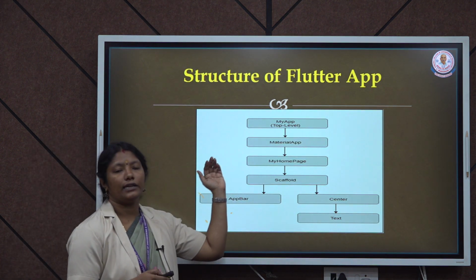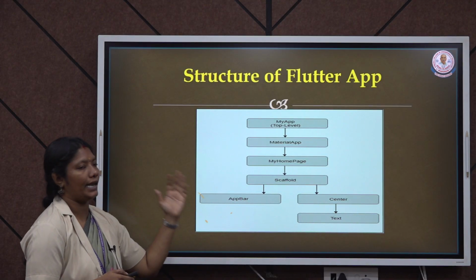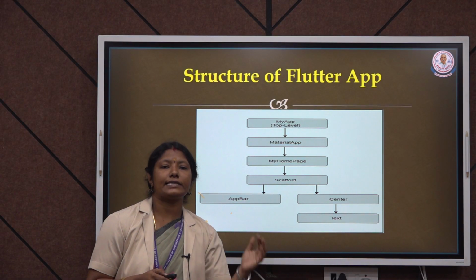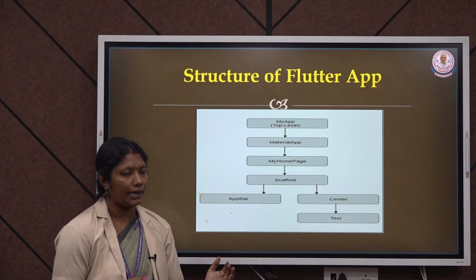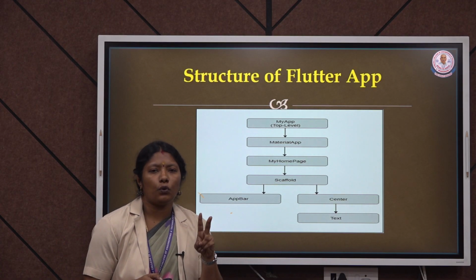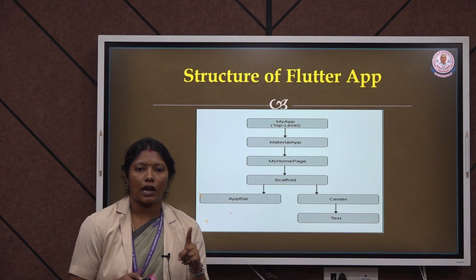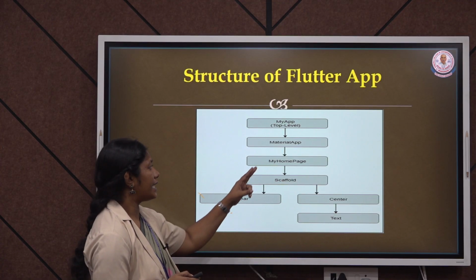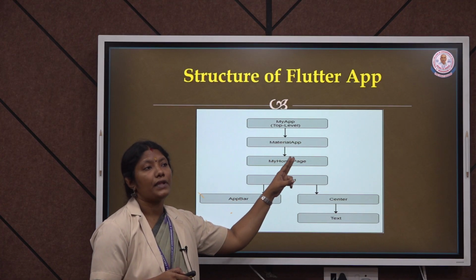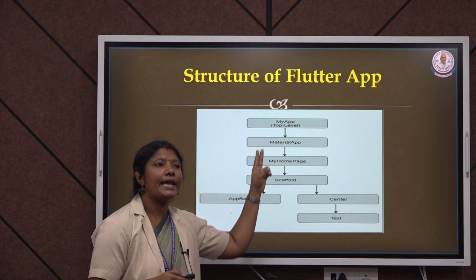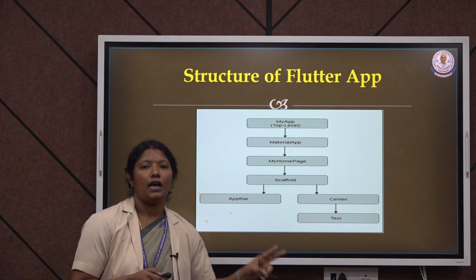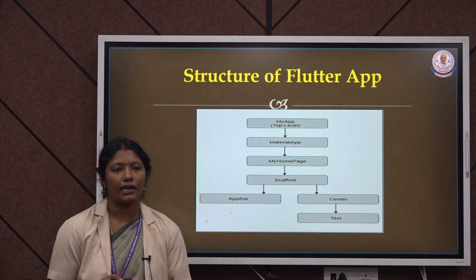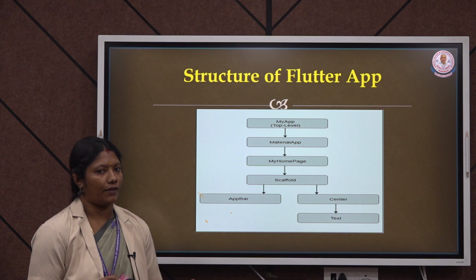And next, this is the structure of a Flutter application. Actually, a Flutter application starts with the root widget. We have two root widgets. One is for Android and another one is for iOS. In Android, we use the MaterialApp root widget, which provides the basic structure of an application. In iOS, we use the Cupertino widget, which provides the structure of an application.